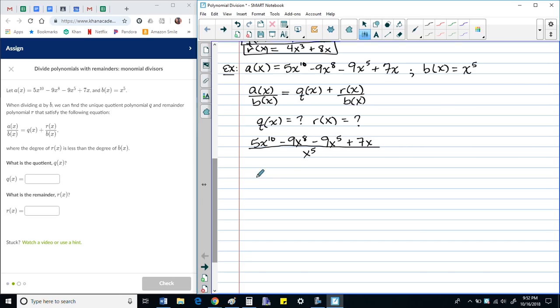Okay. So then that's 5x to the 10th over x to the 5th. And I'm going to put a 1 in front of my x. Minus 9x to the 8th over x to the 5th. Minus 9x to the 5th over x to the 5th. Plus 7x over x to the 5th.